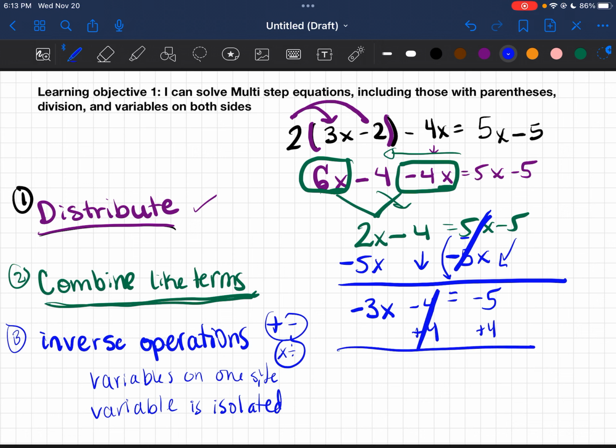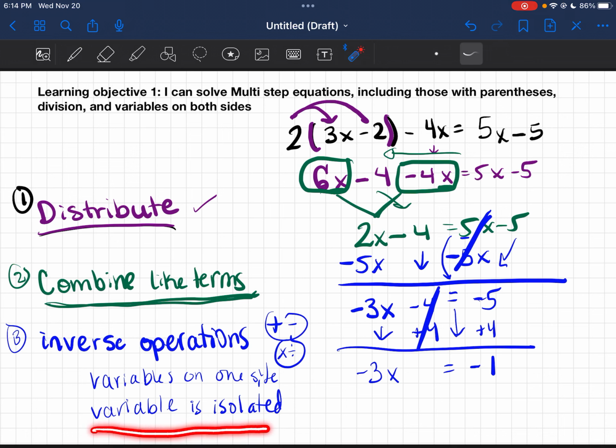-4 plus 4 is 0. And -5 plus 4 is -1. Now I'm going to bring down the -3x. Bring down the equal sign. And I've gotten closer to my goal of having the variable isolated. And so now I just need to work on the term that it has. In front of it, it has a -3.